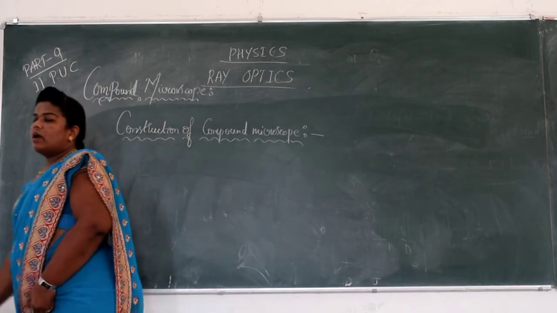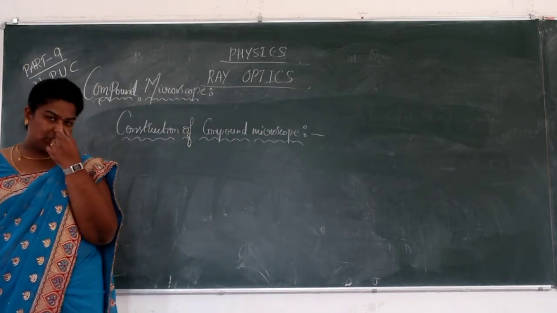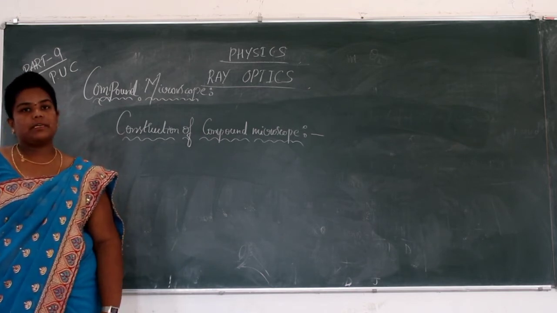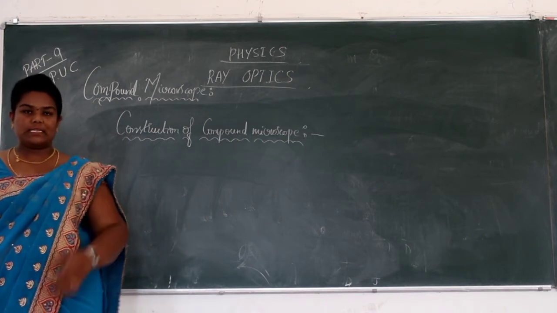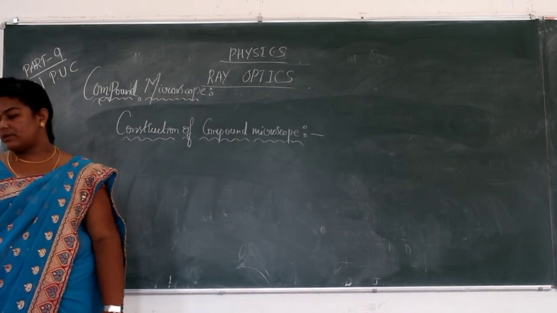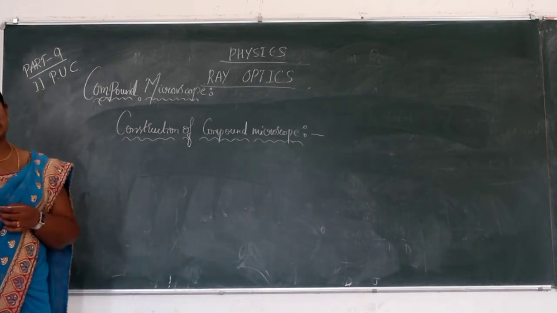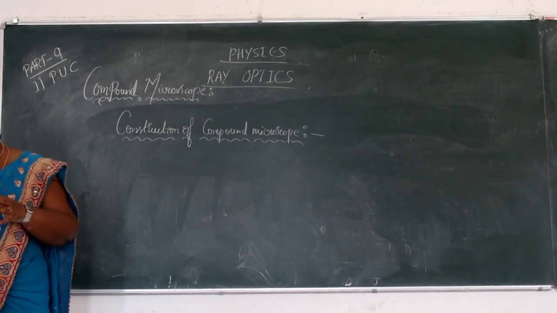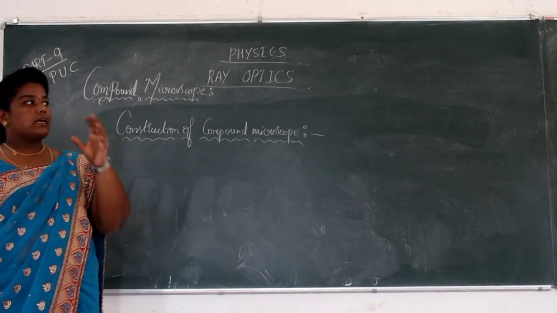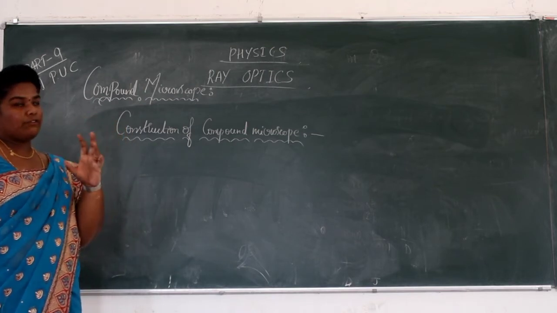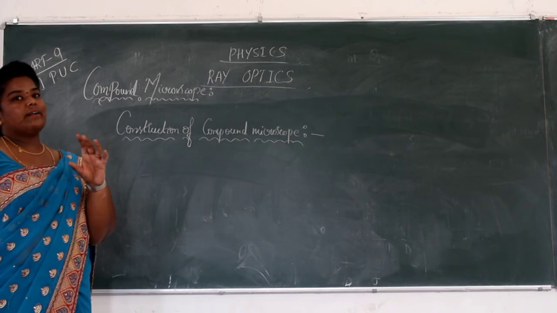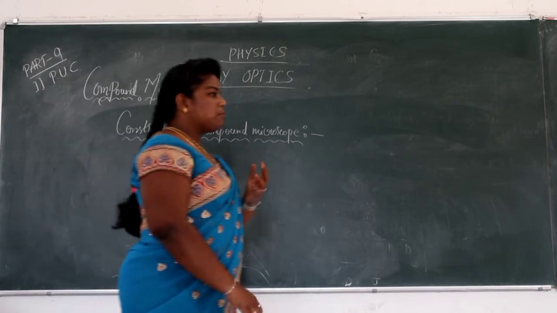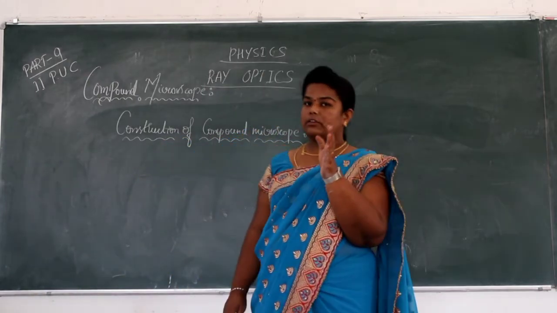Yes, construction of the compound microscope. How to discuss the construction? See, as I said before, the compound microscope has two lenses. Where are these two lenses kept? These two lenses are kept at the two ends of the adjustable or sliding tube. Why? Because we can adjust the position of the objective lens with respect to the eyepiece.